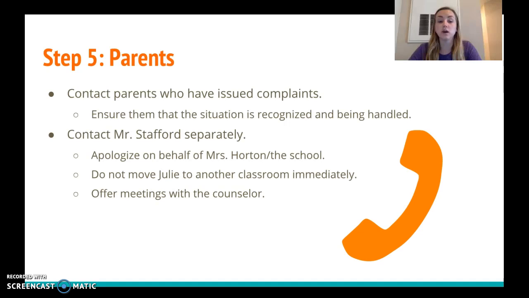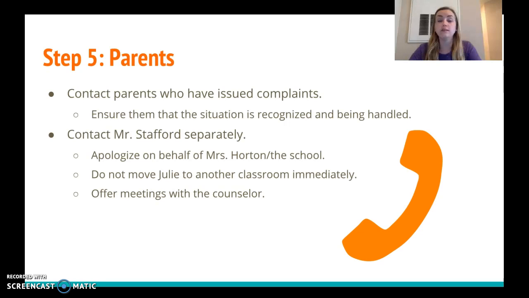Horton and the school. And then this is something I went kind of back and forth over. Should I move Julie out of the classroom? Should I not? I ended up deciding I'm not going to move Julie right away. The reason for that is if I move Julie, then I'm going to get a call from 12 other parents asking to move their kid out of Mrs. Horton's room. I can't move all of them, so I don't think it's fair to move one kid who has a strong parent who's willing to advocate for her.